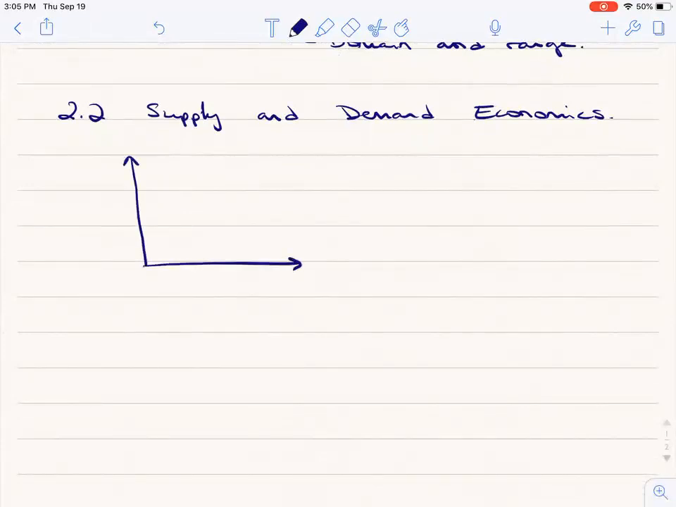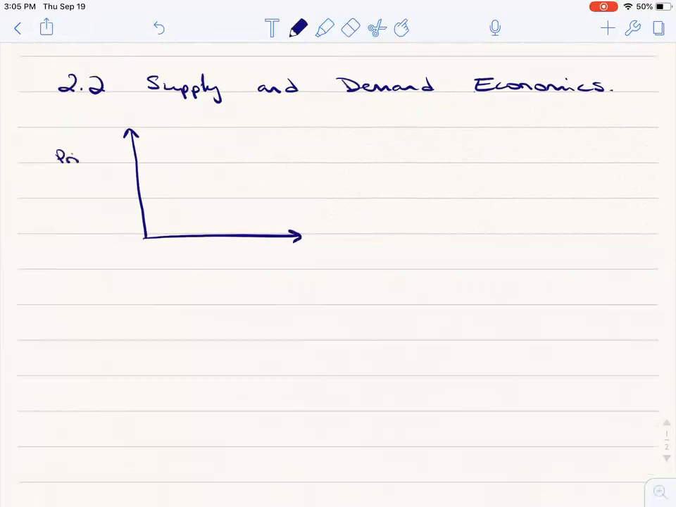If we've got a graph with the price on the y-axis and the quantity on the x-axis, your demand curve is usually denoted by a capital D at the end. Your demand curve is always going to have a negative slope. If the price is high, we don't want that many. If the price is low, we want more, right? That's the demand curve. And so the demand curve has a negative slope.